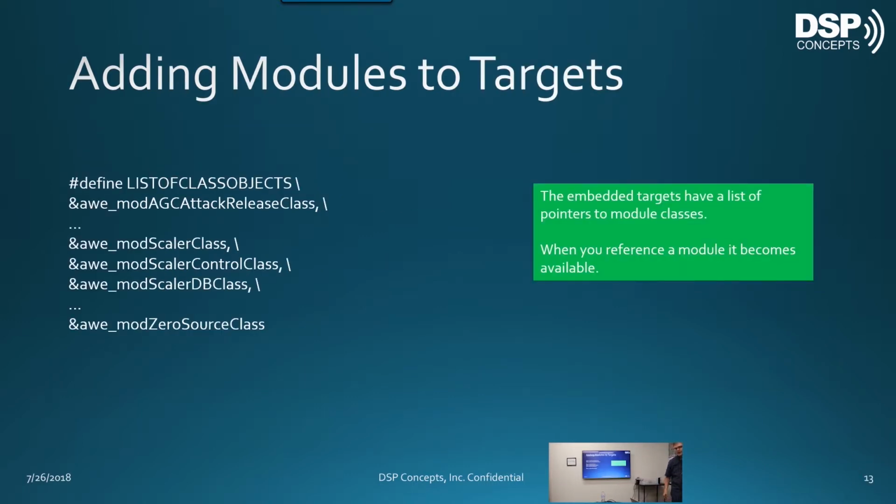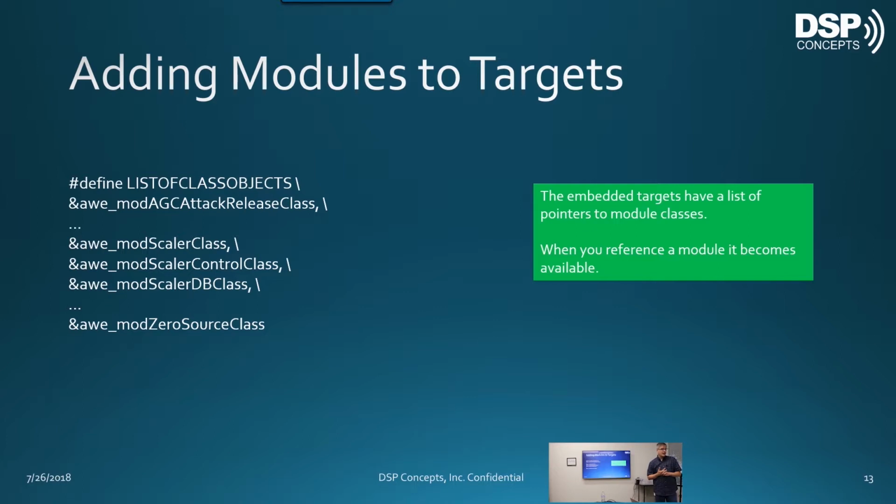Now, if you're on an embedded processor, there's a pound define called list of class objects, which are pointers to those class structures. Whichever modules you include here get added to the target and compiled in. So when you're updating your list of modules on the target, you would update this pound define. And you saw that we have tools that will generate this pound define for you. That's how it works on an embedded processor. You just reference the module and then it becomes available.